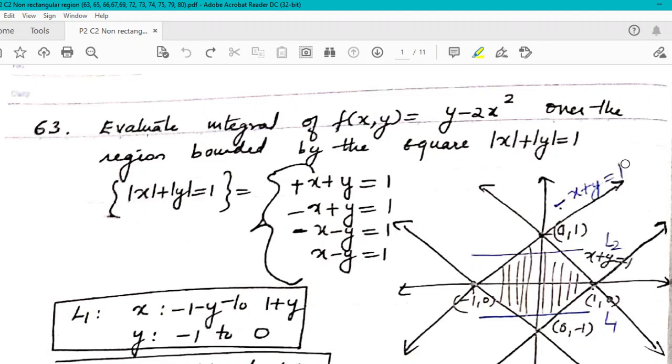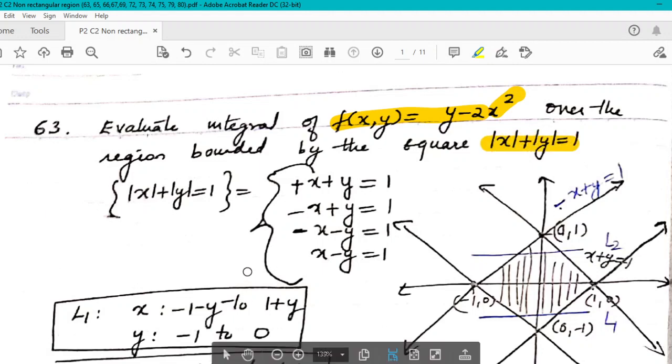Today I will be discussing a question from multiple integrals, second exercise. Now we'll be discussing the solution of question 63. Our question is: evaluate the integral of f(x,y) = y − 2x² over the region bounded by the square |x| + |y| = 1. So we are asked to find the integral of f(x,y) over this square region, |x| + |y| = 1.